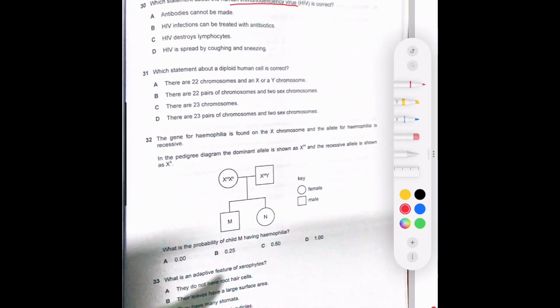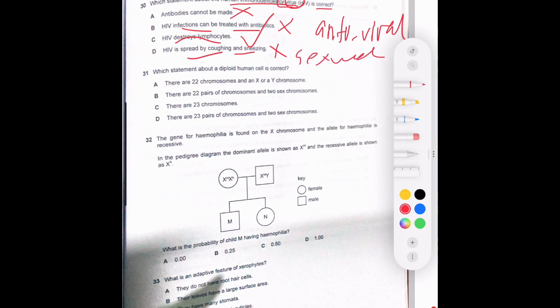Okay, question 30. Which statement about the human HIV is correct? Well, antibodies cannot be made. That is really false. HIV infections can be treated with antibiotics. No, they cannot be. You have to use something called antiviral medicines. And HIV destroys lymphocytes. That is correct. And HIV is not spread by coughing. It is spread by sexual contact.